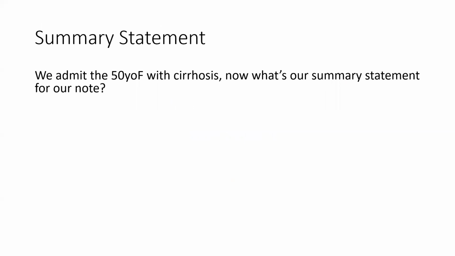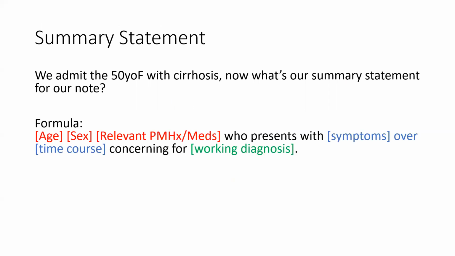We put in all those orders. The lady is now on the floor. She's doing well. The nurse knows about everything. And you're getting ready to type out your note. And so we have our 50-year-old with cirrhosis. We have to come up with a summary statement for her. And so here's a little formula for you. You want to talk about the demographic characteristics, what they're presenting with over what time course, concerning for whatever your diagnosis is. So any brave soul that wants to take a crack at coming up with a summary statement for her?